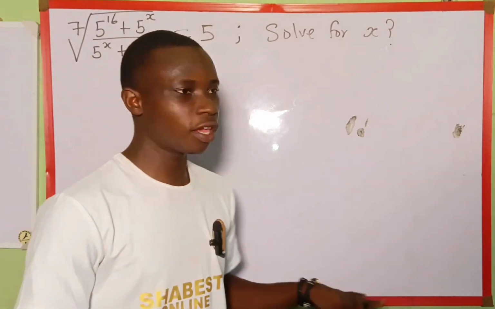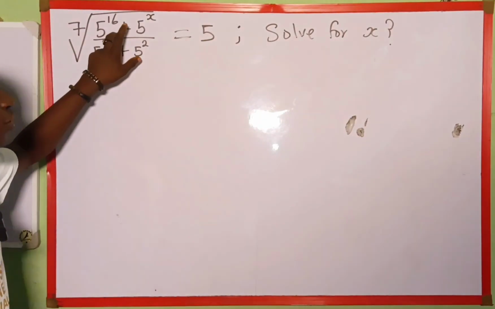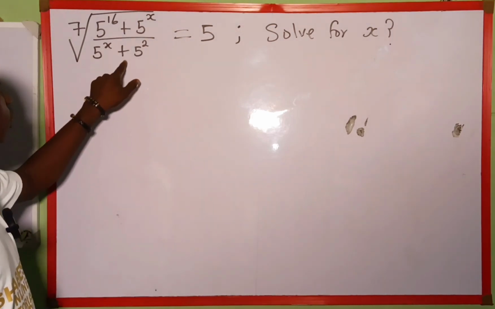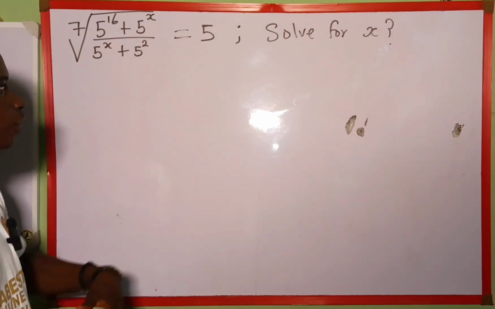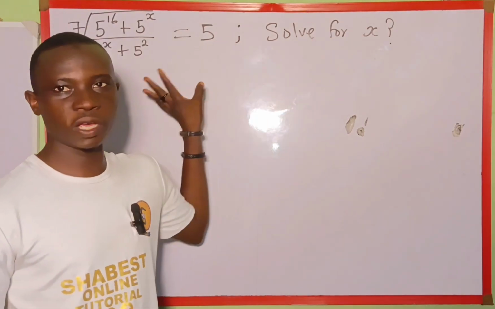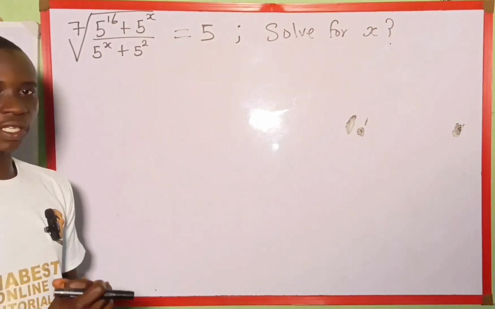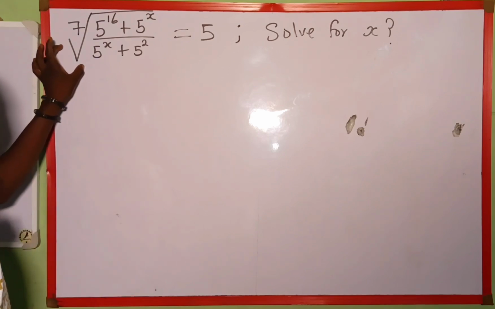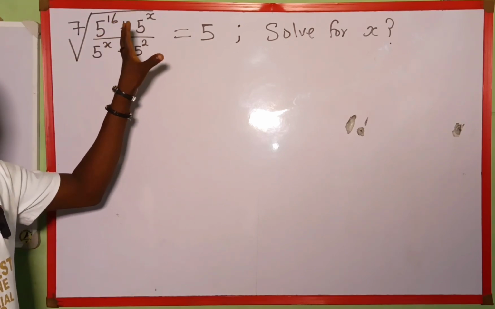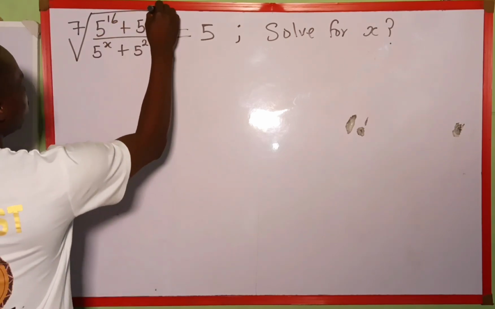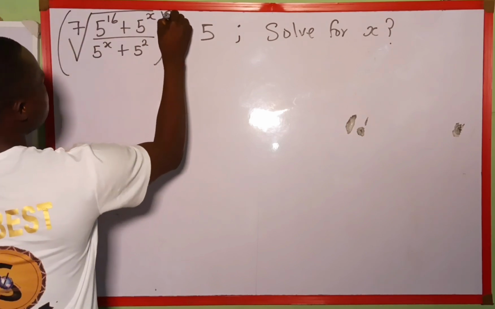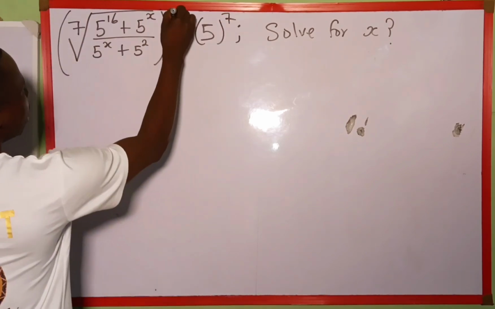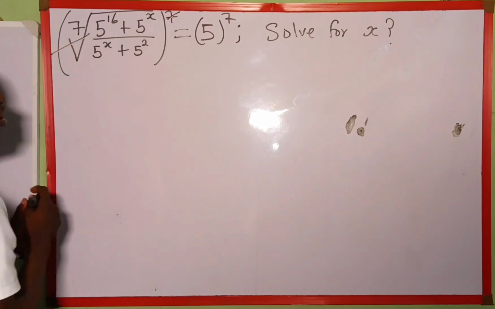So on the board here, we are given the 7th root of (5 to power 16 plus 5 to power x) over (5 to power x plus 5 to power 2) is equal to 5. Then we are asked to solve for the value of x from this equation. So the first thing we are going to do is to remove this 7th root. And to remove this 7th root, we are going to raise both sides to the power of 7. So we raise the left hand side to power 7, then equally the right hand side to the power of 7, so that this 7 is going to eliminate this 7th root.